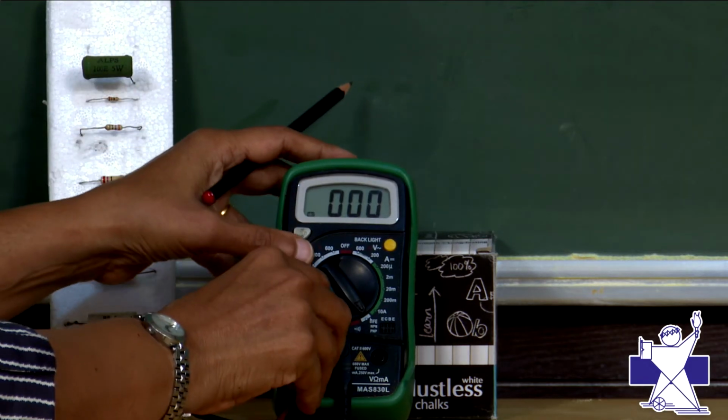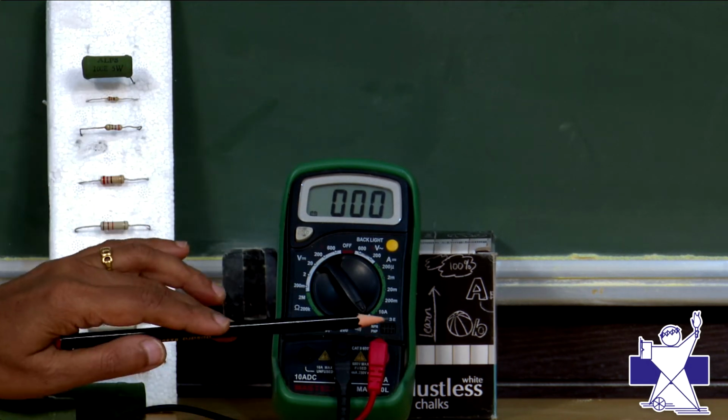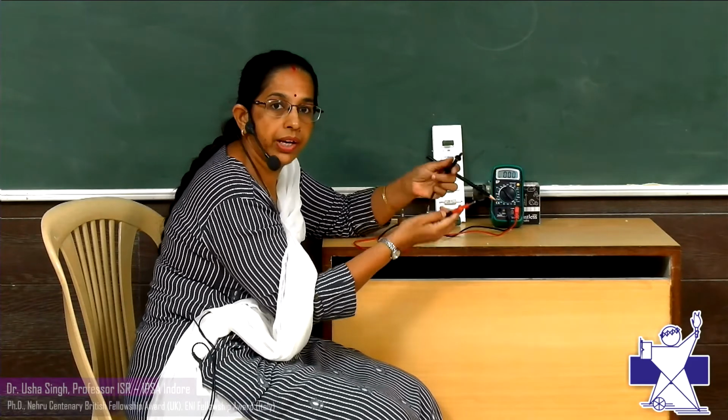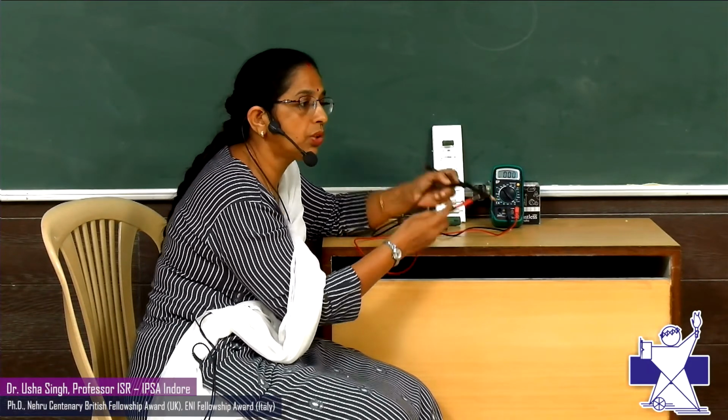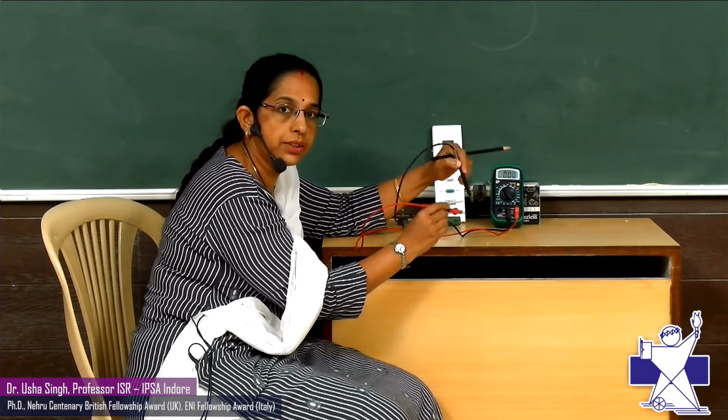So in our case, we want to measure the resistance, so I'm connecting the cord here. And you have these two other ends, so wherever you want to measure the resistance or voltage, you connect these two ends over there.